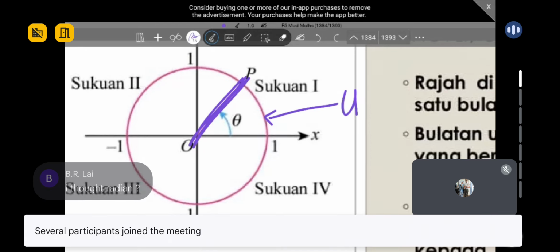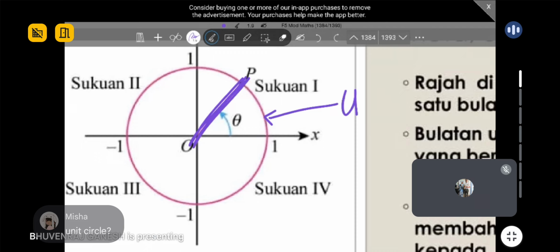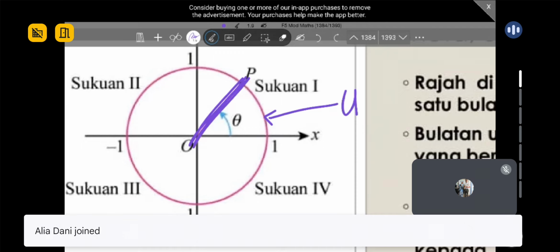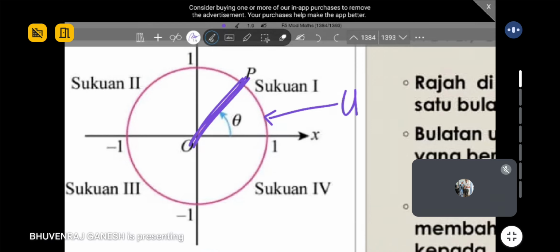Guys, okay, one more difference I forgot to mention. In modern maths, we only use degree. Kita hanya guna simbol darjah. For add maths, we will have radian. So today we only will talk on degree. Darjah sahaja.